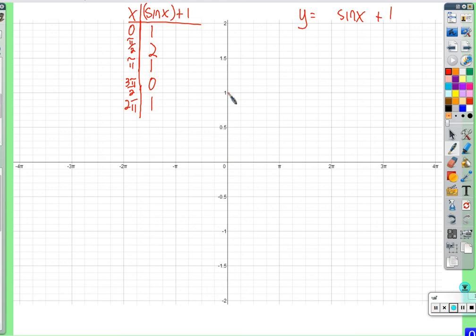0, comma 1. Pi over 2, comma 2. Pi, comma 1. 3 pi over 2, comma 0. 2 pi, comma 1, and then we're just going to keep going up and down like that. It moved it up, vertically along the y-axis. What's the period? Same. Still 2 pi. From here to there it goes through a full cycle. We could copy and paste it, and we'd have the sine wave.